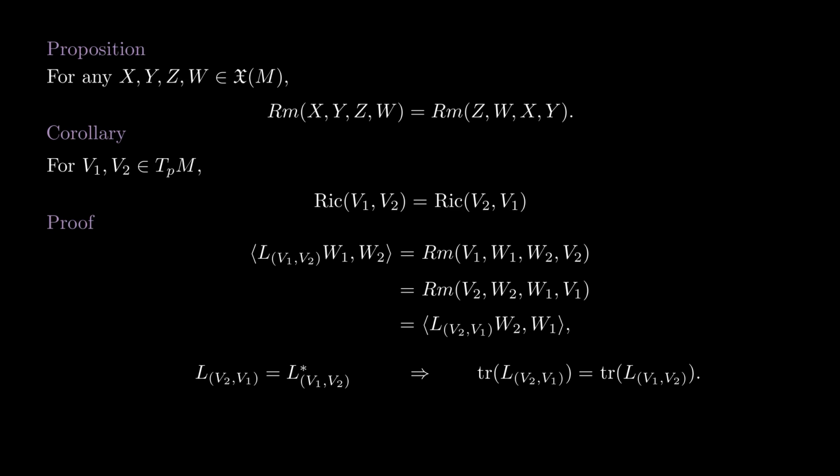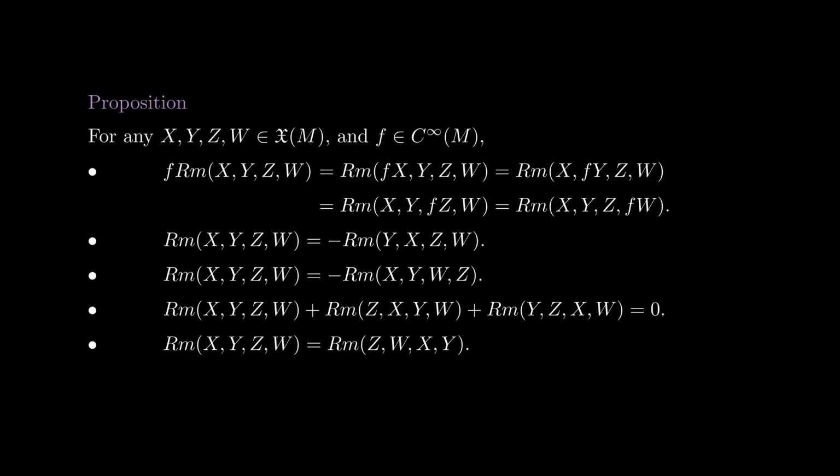We have proved many properties of the curvature tensor. Let's put them all together. For any vector fields x, y, z, w, Rm is antisymmetric in the first two entries, antisymmetric in the last two entries. If we cycle the first three entries, they add up to 0, and we can swap the first two entries with the last two entries.